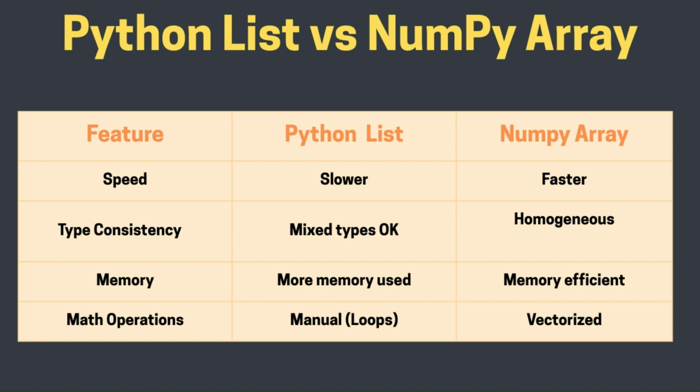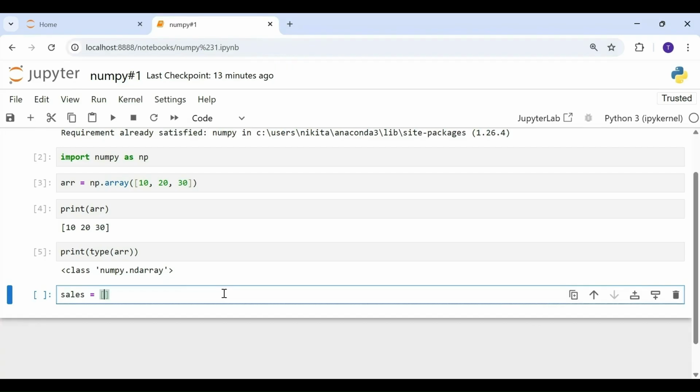So let's say we have this sales data. Let's go back to our Jupyter notebook. Let's say we have our sales data. This is a list. So this is how my sales look like. And I want to give everyone a 10% bonus. So 10% of the sales.